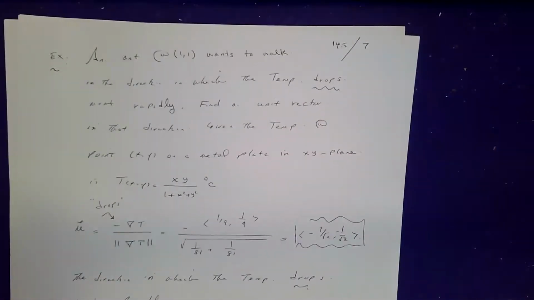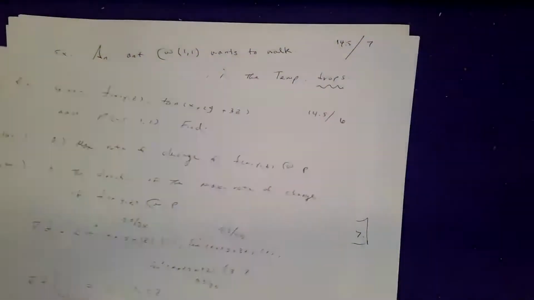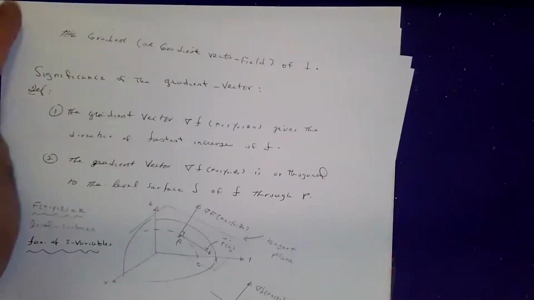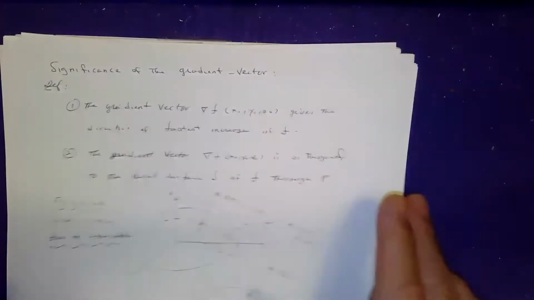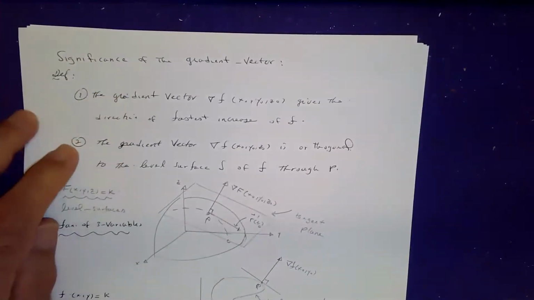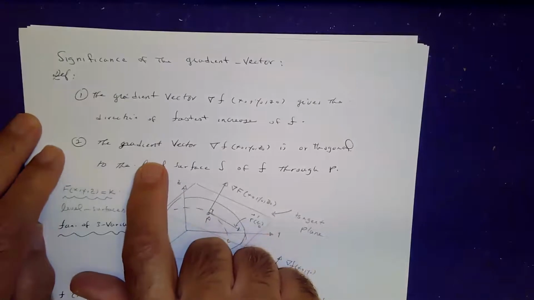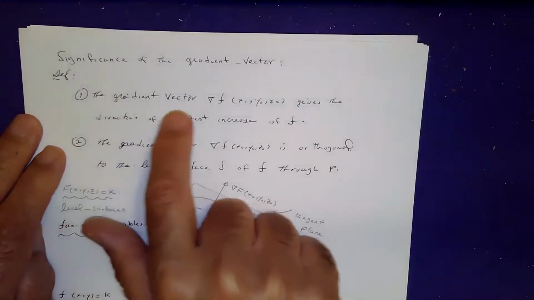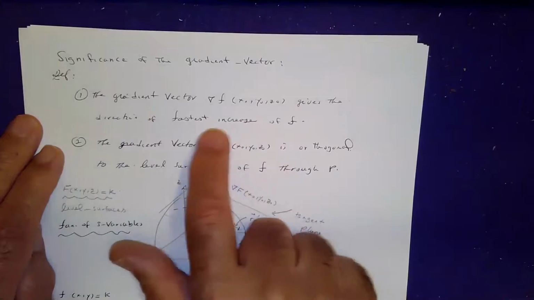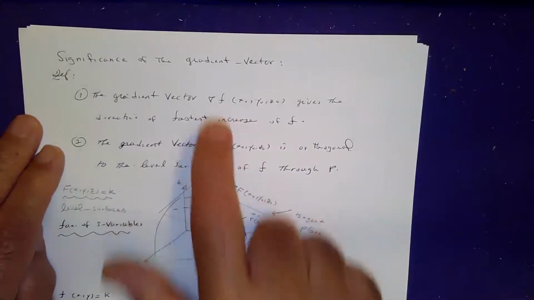Before we end this video, I'd like to mention a few highlights of the gradient, and then that should be the end of it. What is the significance of the gradient vector? A couple of important results we notice from this section. The gradient vector gives the direction of the fastest increase. If you want the slowest increase, then it will be negative.